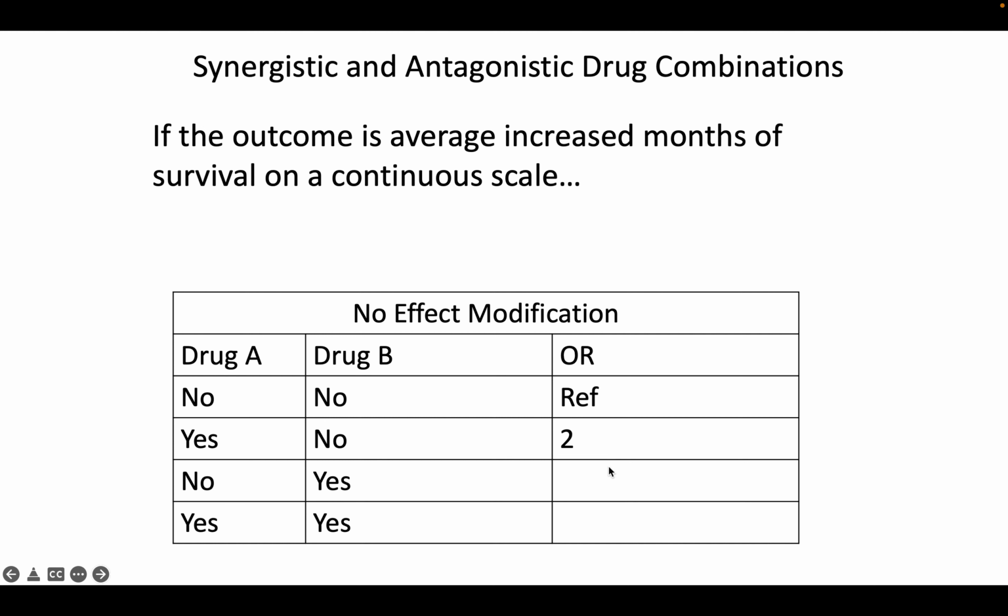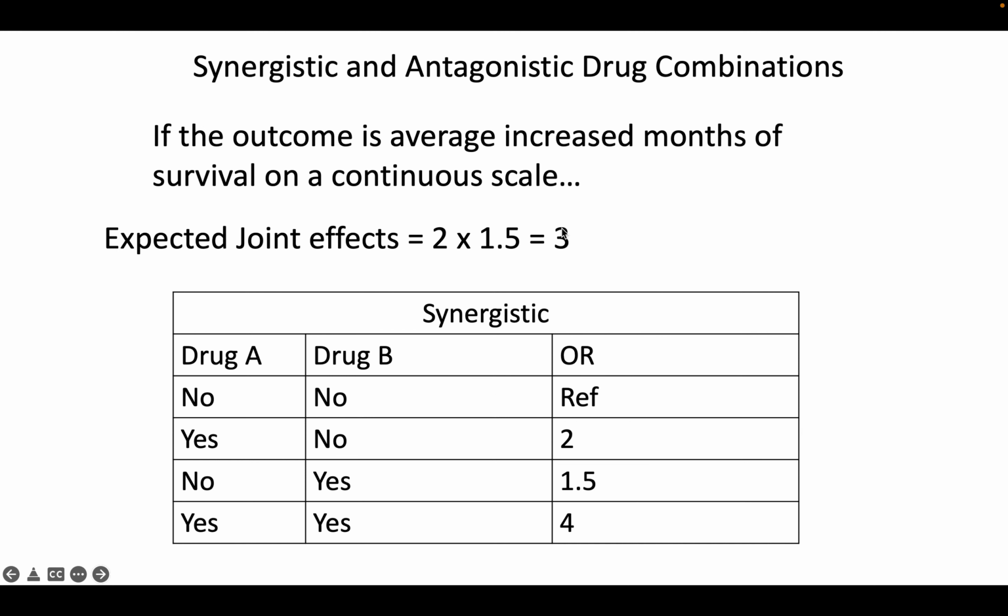So if you had drug A, your survival after 5 years was twice as likely. If you had drug B, it's 1.5 times as likely. So what we'd expect together, if there's no interaction, is that it would be 3 times more likely to live for 5 years if you take both than if you take neither. If you see more than 3, that's synergistic, and if you see less than 3, that's antagonistic. Yeah, so that's the factorial design.